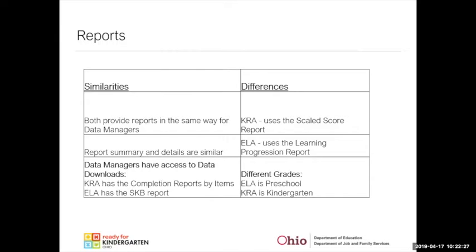So the differences are, you can see here, the KRA and the ELA. The KRA uses a scaled score report to pull the information and submit to EMIS. The ELA uses the learning progression report. And of course, the different grades. You've got early learning is preschool, and the kindergarten readiness, of course, is kindergarten students. So there are differences, but there are definitely similarities.